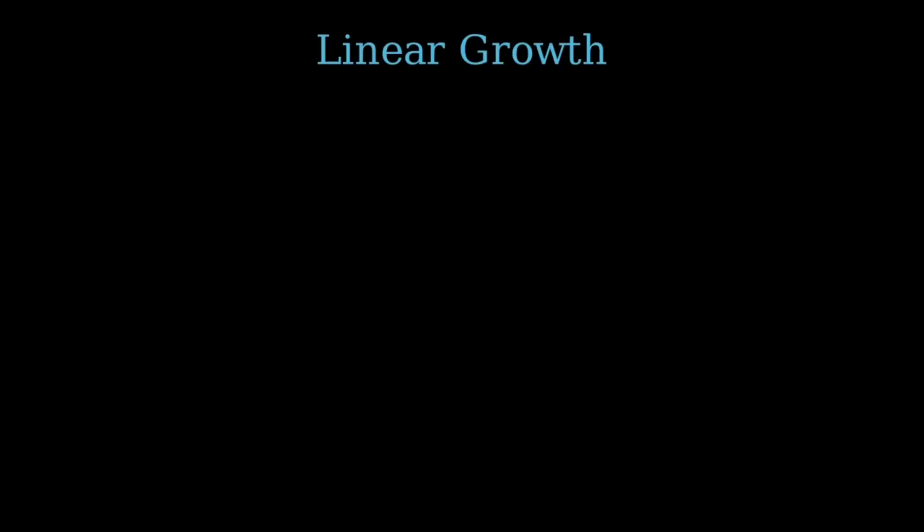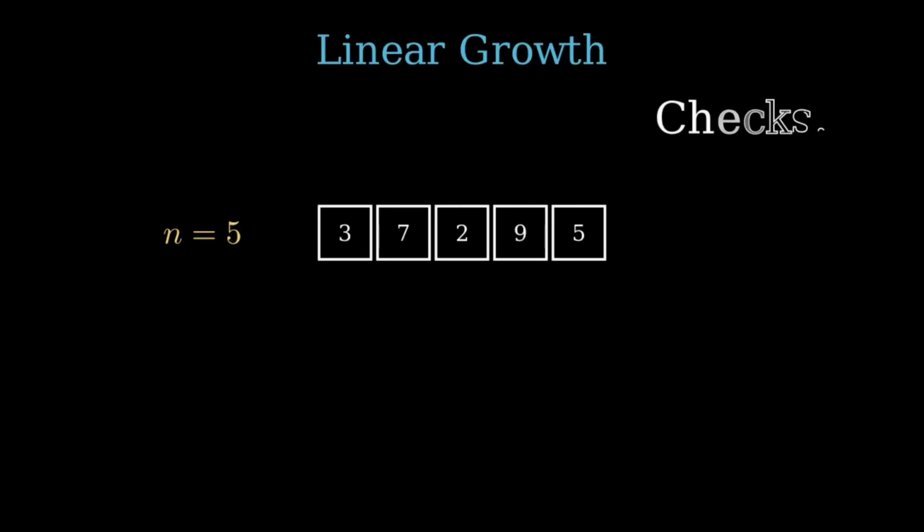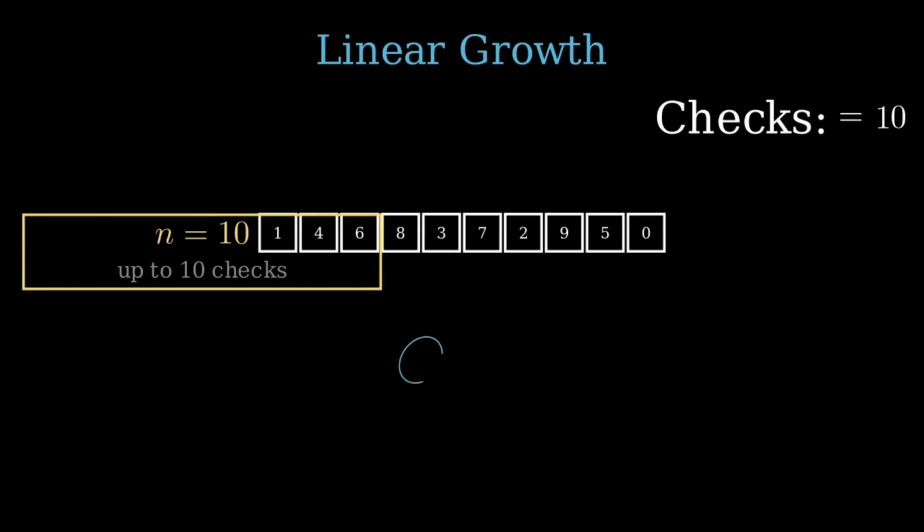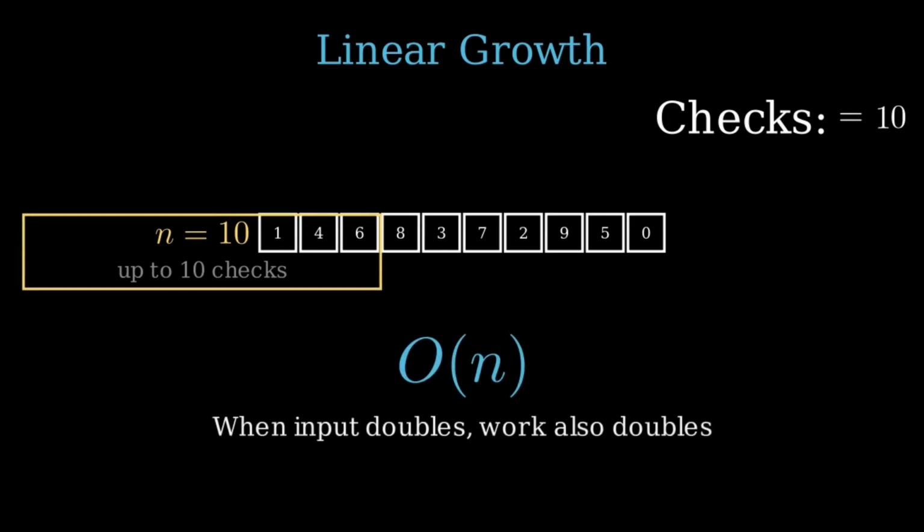Let's take a simple example. Suppose we want to search for a value in an array by checking each element one by one. If the array has 5 elements, we may need up to 5 checks. But if the array has 10 elements, we may need up to 10 checks. So when the input size doubles, the amount of work also doubles. This type of predictable growth is called linear growth. In algorithm analysis, we describe this using the notation O of n.